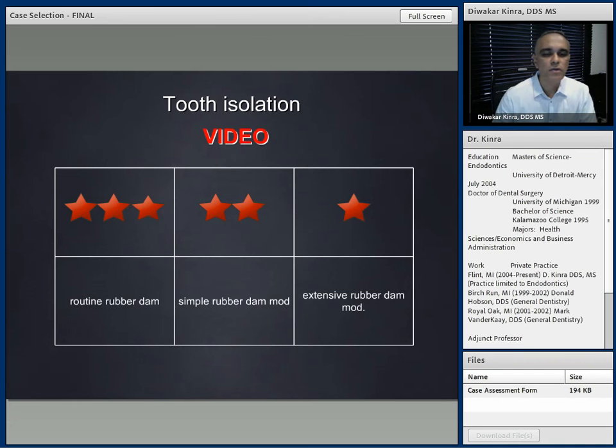It will help you with your clinical success rates. And it's something that is much easier than isolation of the whole quadrant.